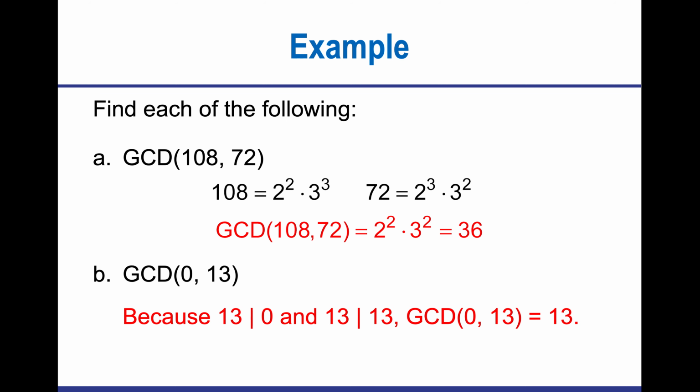If I'm looking at 0 and 13, the greatest common factor would be 13, because nothing goes into 0, or everything can be multiplied to get 0, depending on how you want to look at it. And then you're looking at factors of 13.